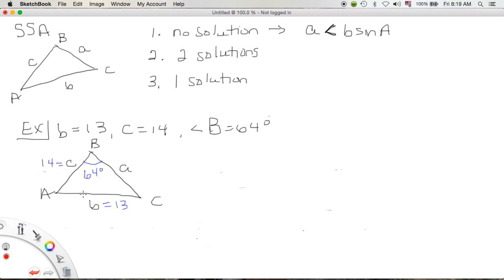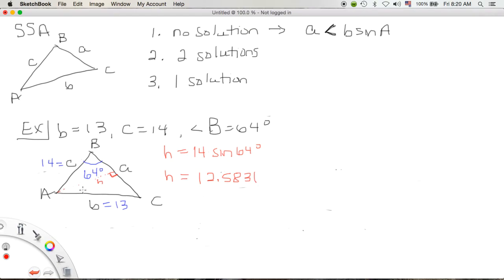So if we drop a height from A, you don't want to drop it from the angle that you know. So if we drop a height from A, this is our h, write it sideways there. It's probably confusing. There, is that better? All right, so h is, remember, h over 14 is going to give us the sine of 64. So 14 times the sine of 64 degrees. So h equals 12.5831.